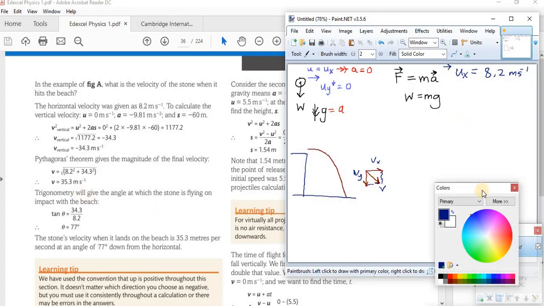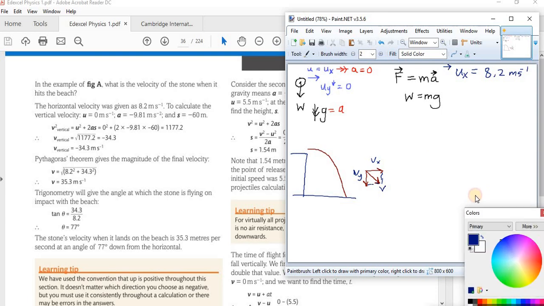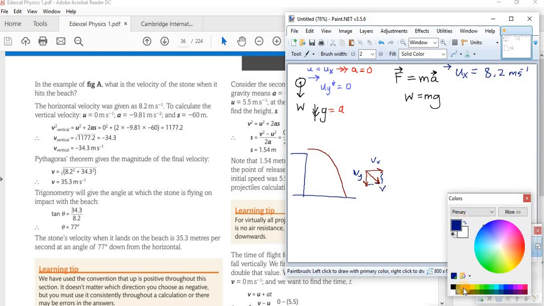can be found using trigonometry. The angle at which the stone is flying on impact with the beach. So that is actually this angle they are finding. Now again, if you use tangent, you can find the angle. Now you know this angle here is the angle that it makes with the horizontal or the beach. So that is that angle here. And you know this angle here is equal to this one because they are alternate angles.